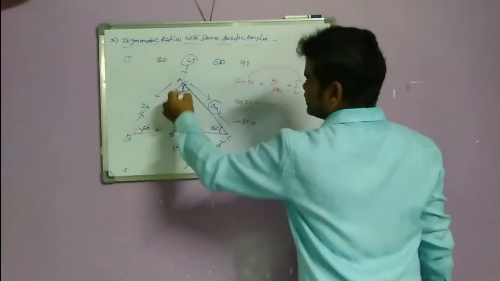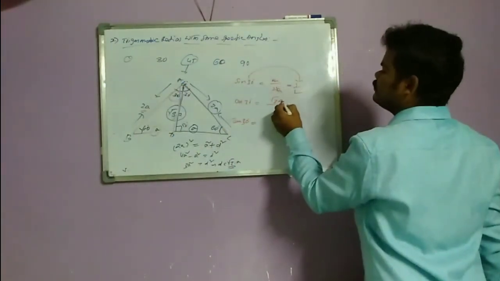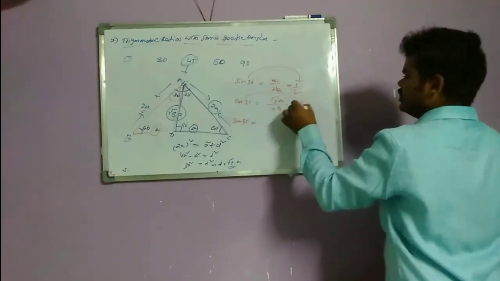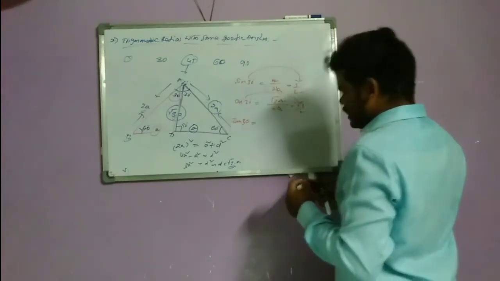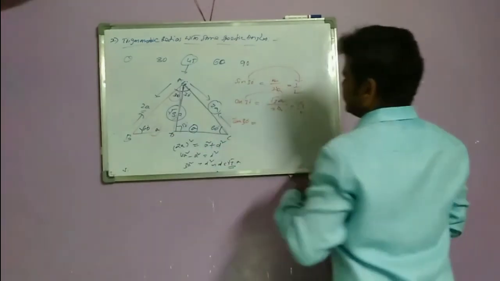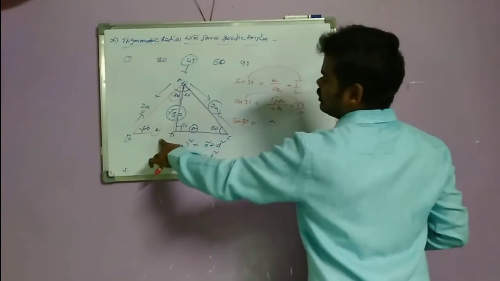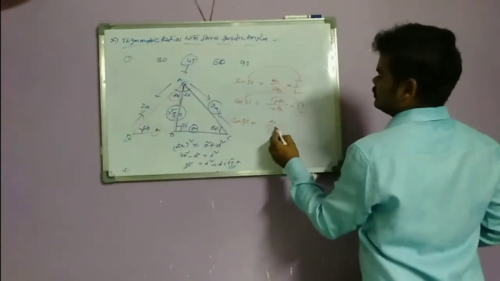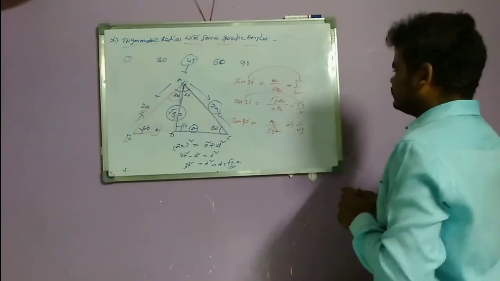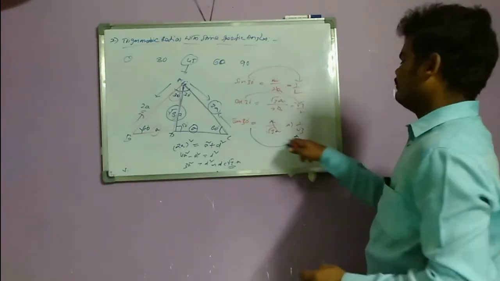Cos, what is adjacent? This one is adjacent to this angle. Now root 3 into a by 2a, cancelled, root 3 by 2. Cos 30 value is root 3 by 2. What about tan? Tan means the side opposite to the angle, this one, a, by the adjacent, root 3 into a, cancelled, 1 by root 3. These are the trigonometric specific angles. Tan 30 value is 1 by root 3.